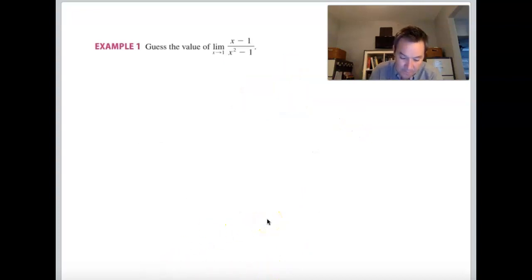I'm going to guess the value of the limit of x minus 1 over x squared minus 1 as x approaches 1. So we're going to talk about how to use a table of values. And this is something I kind of went over in the last example of 1.3. But we're going to use our calculator to do this.